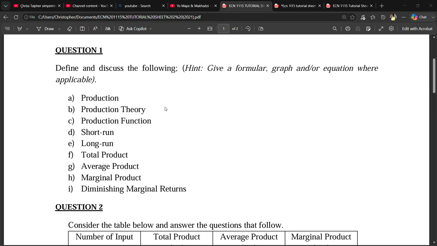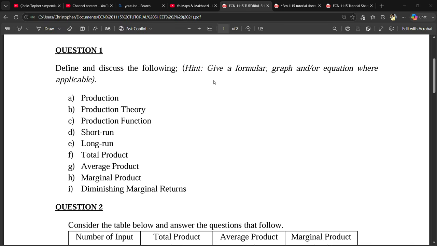Okay, so the first question was saying define and discuss the following. So here we are just required to define and discuss the following: A, B to I. You've been given a hint. Probably this hint won't be there in the exam, but here in a tutorial you've been given a hint to say you can write a formula, you can write a graph where you can, and you can also give an equation where applicable.